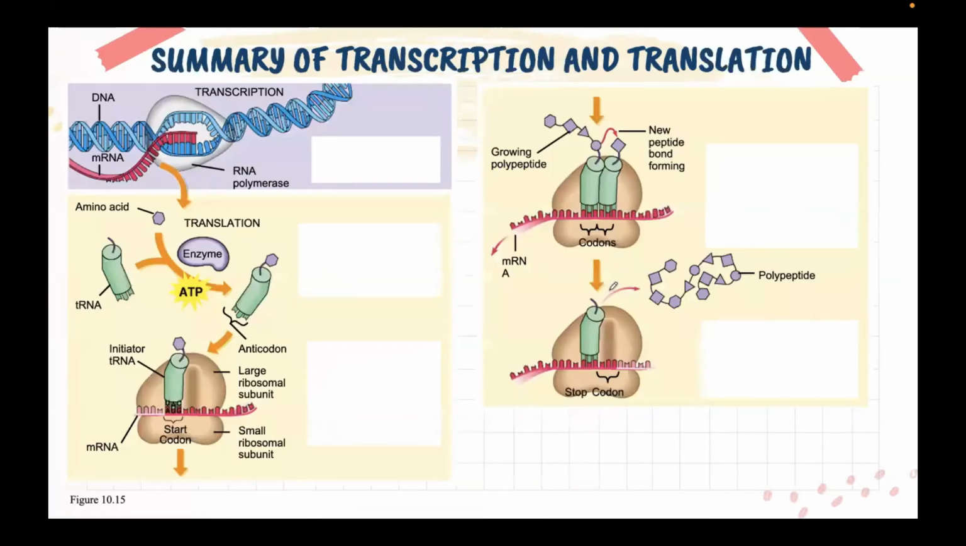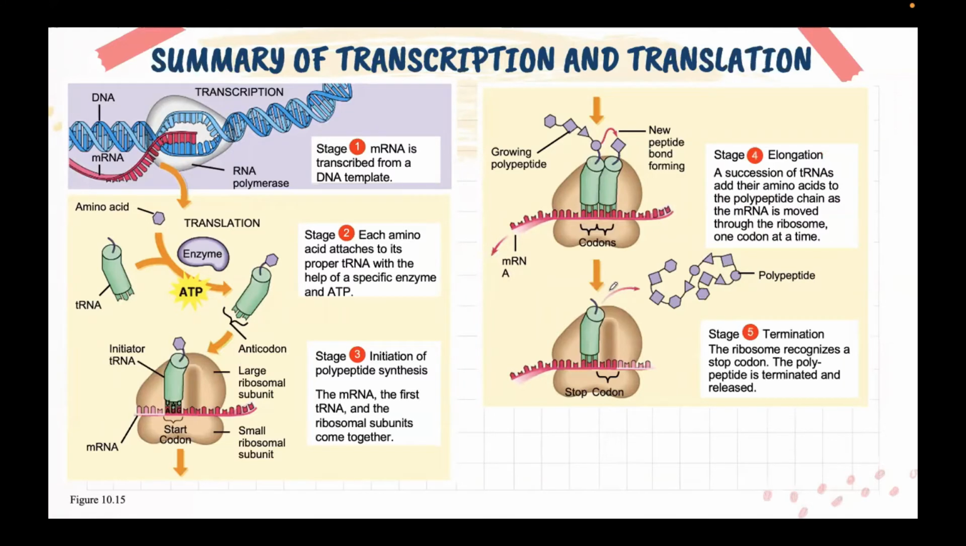Okay? And then, the next slide is about the summary of your transcription and translation that will begin with your stage number 1. Stage number 1 is when your mRNA is transcribed from a DNA template. So, after nung DNA, kasunod agad nun mRNA na. Kasunod nun, each amino acid attaches to its proper tRNA with the help of a specific enzyme and then your ATP. So, after nun, dito na papasok si initiation, elongation, and the termination. So, for the stage number 3, which is the initiation of polypeptide synthesis, the mRNA, the first tRNA, and the ribosomal subunits, they will come together.